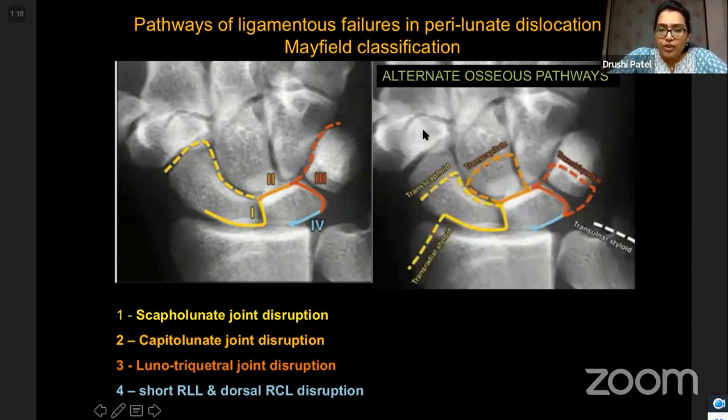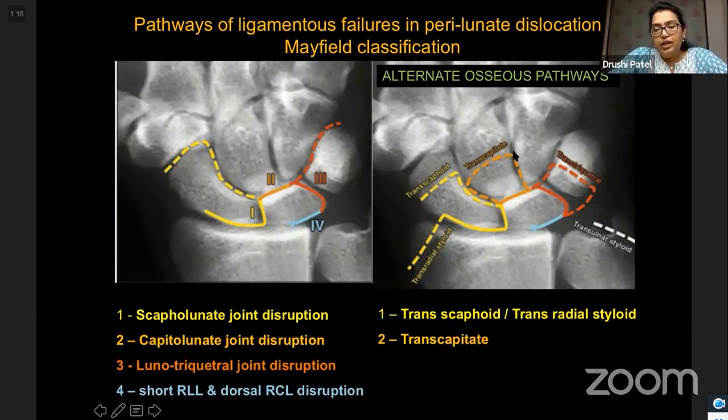There is an alternate osseous pathway for transformation of forces, where it's not through the ligaments but through the bones, meaning fractures occur. So there can be a transradial styloid fracture, transscaphoid fracture, okay? Then there can be a transcapitate fracture in stage 2. Then there is a transtriquetral fracture. And lastly, at the volar aspect, the ulnotriquetral ligament and the long radiolunate ligament are injured.